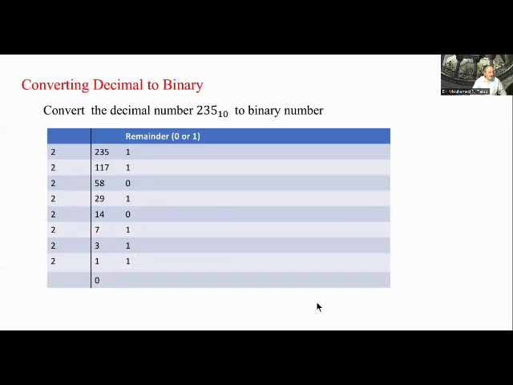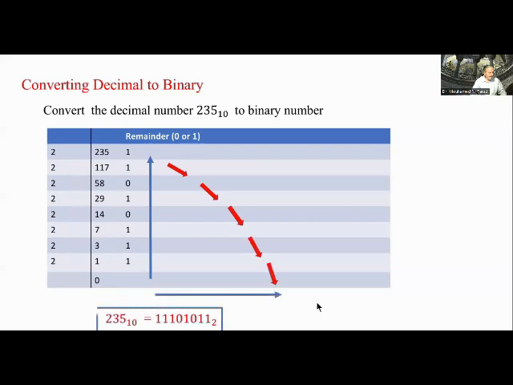So once you have that, then you make sure you look at these numbers this way, and you start dropping it this way. That will be your answer. So 235 base 10 is 1110111 in base 2.